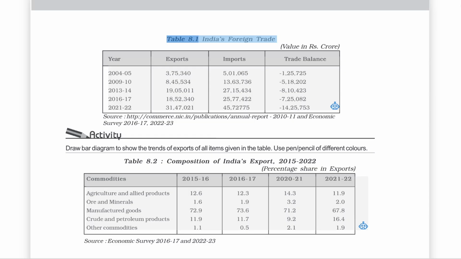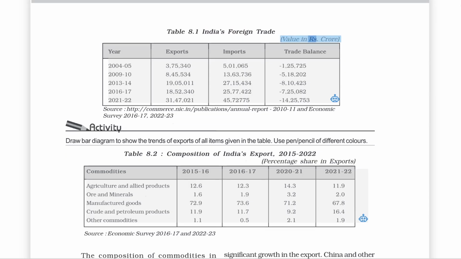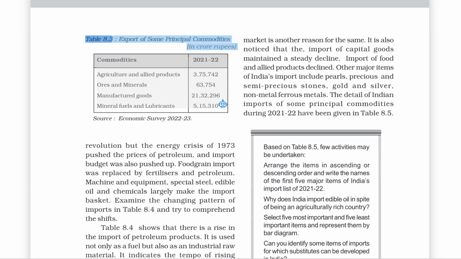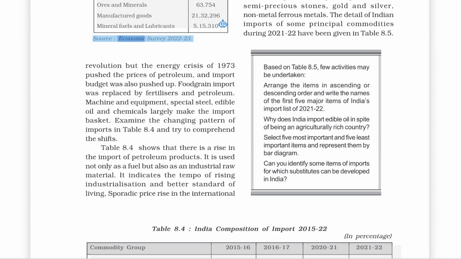Table 8.1 India's foreign trade. Value in Rs. crore. Source: 2010-11 and Economic Survey 2016-17, 2022-23. Table 8.3 Export of some principal commodities in crore rupees. Source: Economic Survey 2022-23.